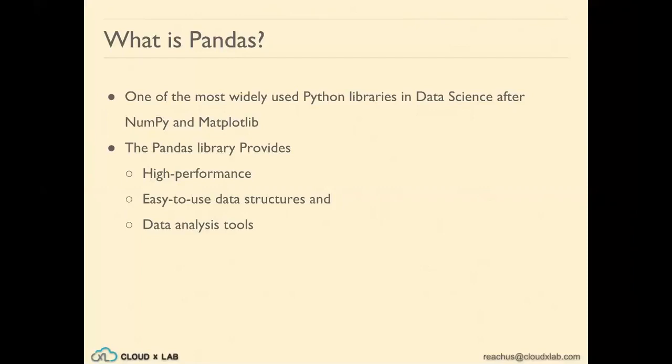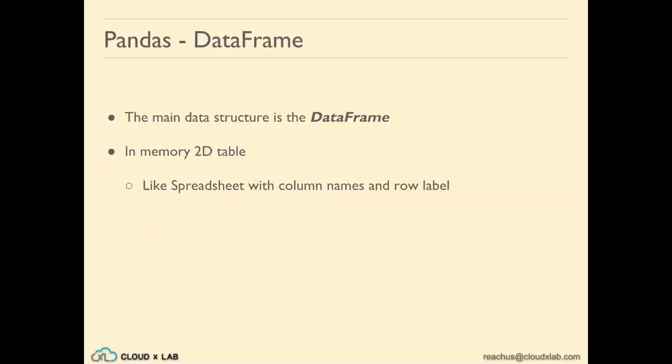In very simple words, Pandas provides you the same abilities as R does. R provides you this data frame which you can operate on and slice and dice the data. In the same way, pandas also does that. So the main data structure of pandas is the data frame. It is an in-memory two-dimensional table. It is like a spreadsheet with column names and row labels.